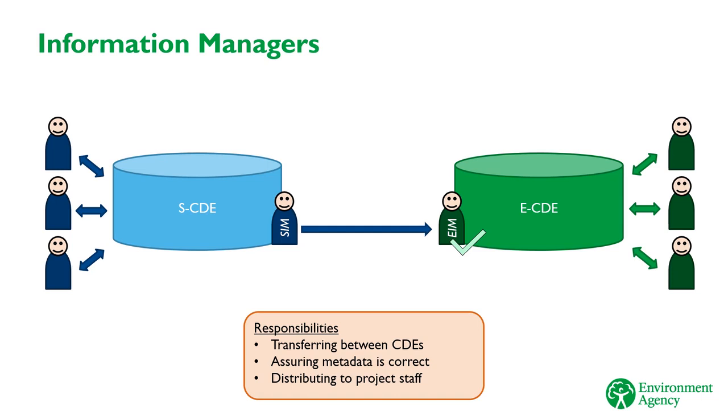Working the opposite way, the Supplier Information Manager is also responsible for transferring information out of the E-CDE and into the S-CDE. For example, once the EA staff have reviewed the file they've just received, the Supplier Information Manager needs to make sure they transmit that back to the S-CDE, so the supplier team can make changes.